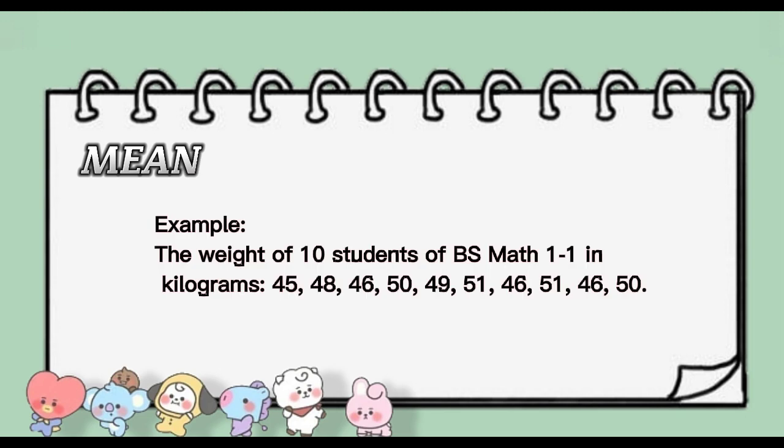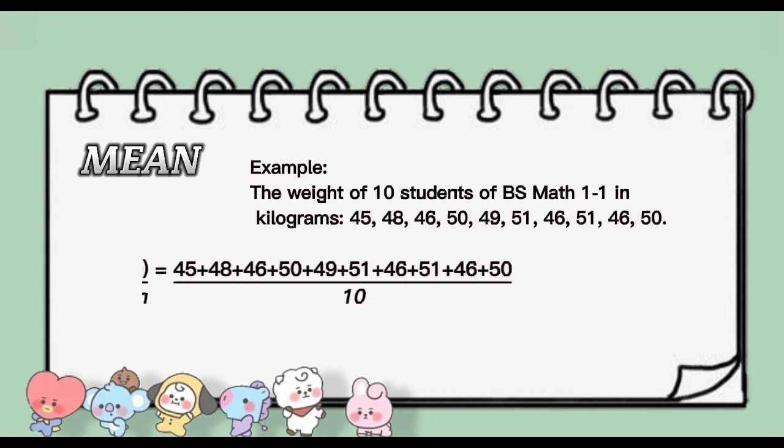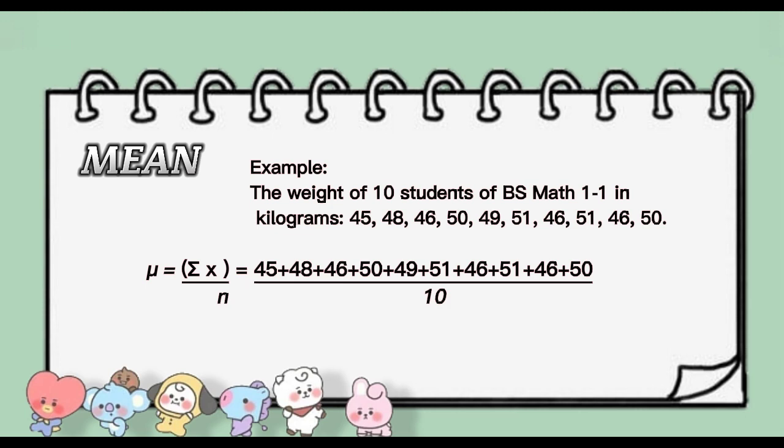So let's see, for example, the weight of 10 students of BizMath 1-1 in kilograms. In this problem, we'll use the population mean because it is stated in the problem that there are 10 students, which is the population. Now, we will add all the values in the given dataset and we will get 482. Then divide it by 10 because that is the number of the values in the dataset, and we can get the mean, which is 48.2.